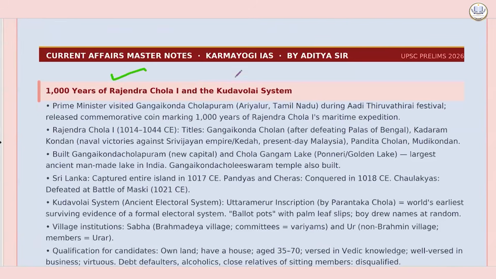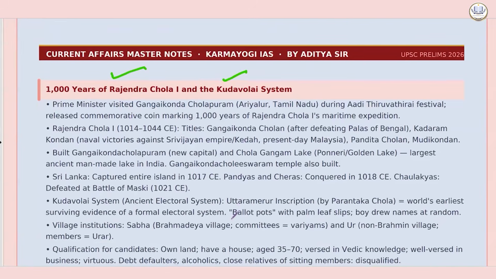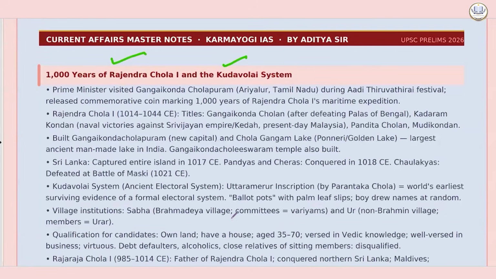1000 years of Rajendra Chola and the Kudavolai system. The Prime Minister visited Gangaikonda Cholapuram in Ariyalur, Tamil Nadu, during the Adi Thiruvathirai festival, and released a commemorative coin marking 1000 years of Rajendra Chola's first maritime expedition. Rajendra Chola won the title Gangaikonda Cholan after defeating the Palas of Bengal, and Kadaram Kondan for naval victories against the Srivijaya Empire, Kedah, present day Malaysia, and we have Pandita Cholan and Mudi Kondan.